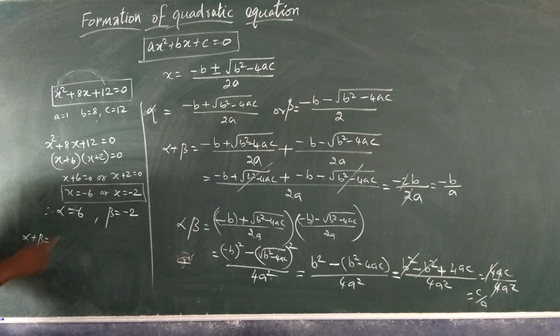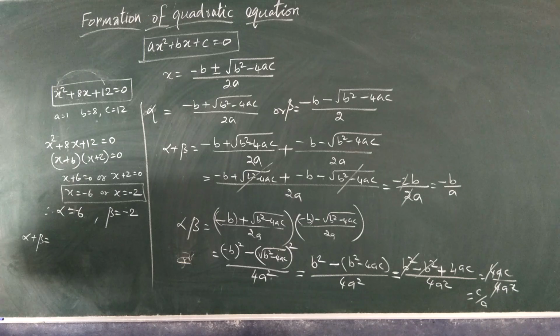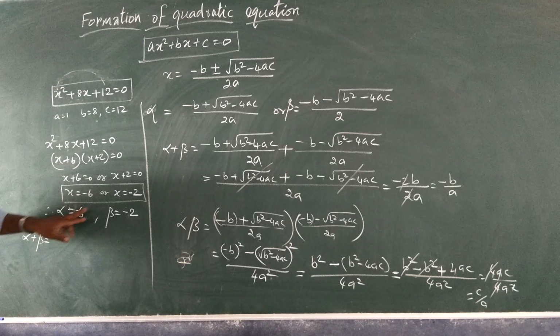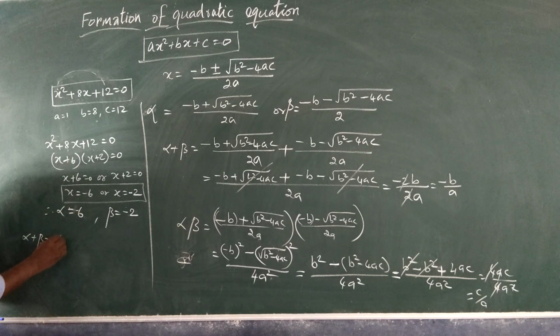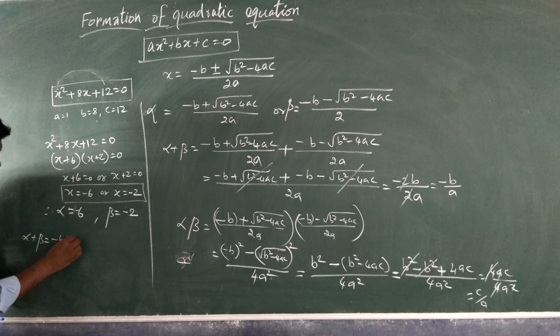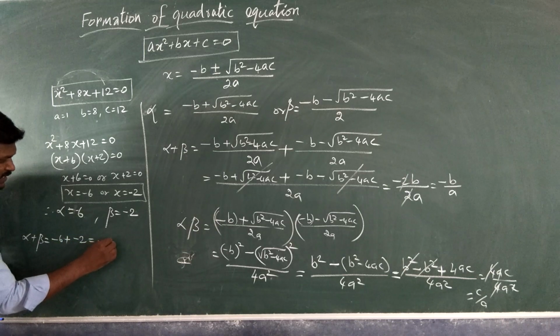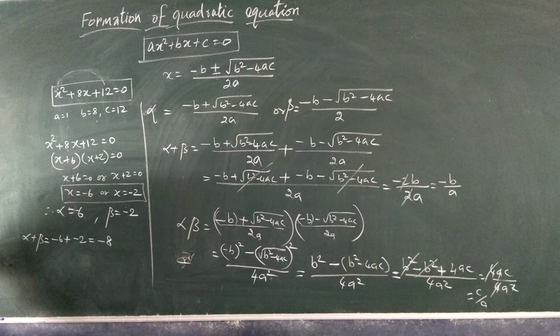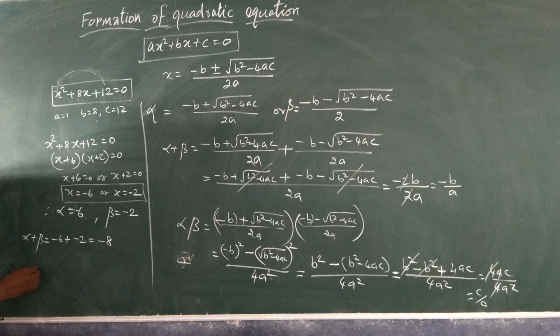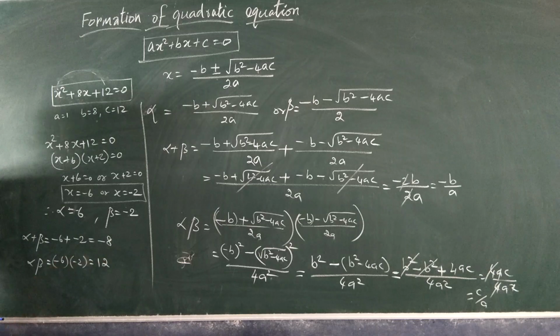Alpha plus beta, the sum of the roots, is minus 6 plus minus 2, which is equal to minus 8. Then alpha beta: minus 6 into minus 2 is equal to plus 12.